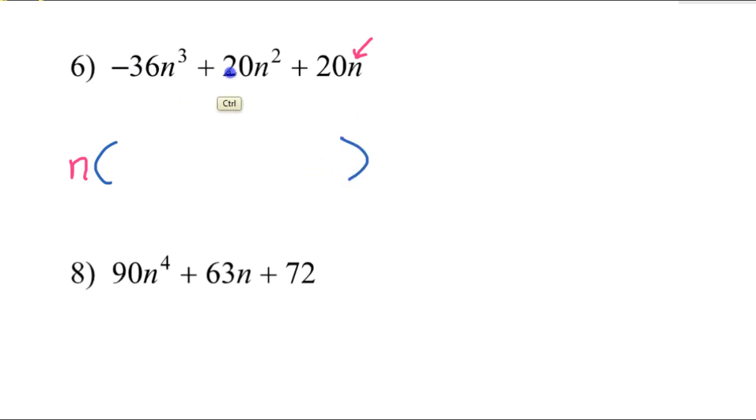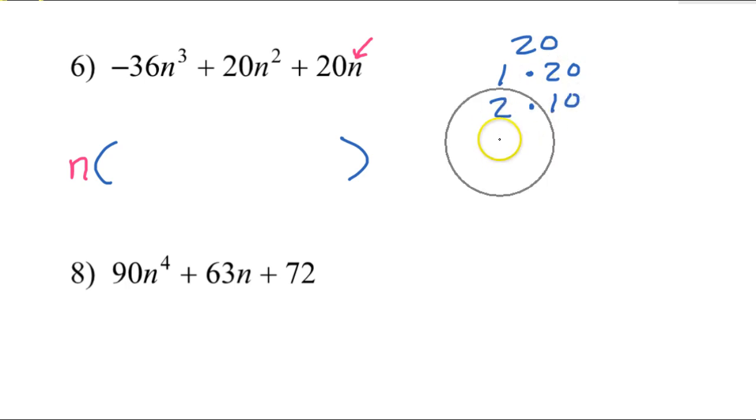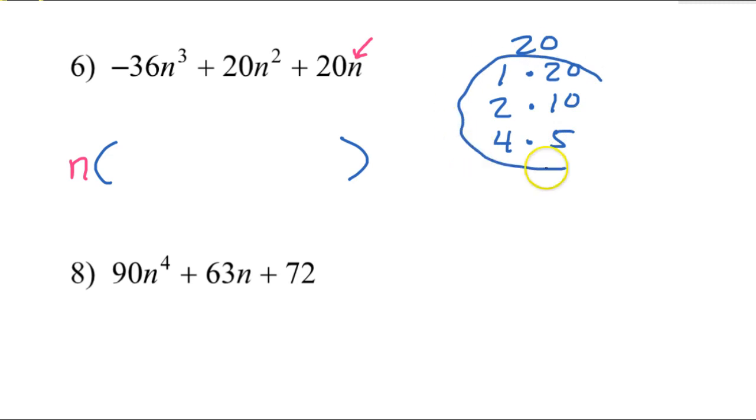Okay, 36, 20, and 20. So really just 36 and 20. What's the biggest number that divides evenly into these? We'll start with the smaller number. When I look at 20, I think to myself, other than 1 times 20, this is also going to be 2 times 10, and this is also 4 times 5. So all of these numbers divide evenly into 20.